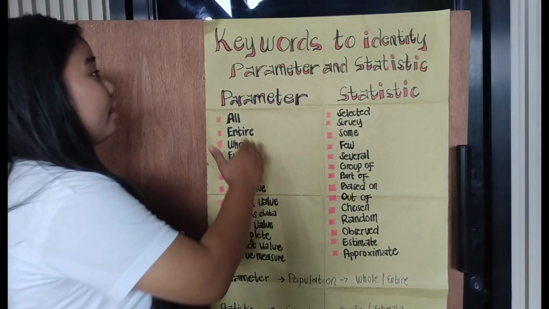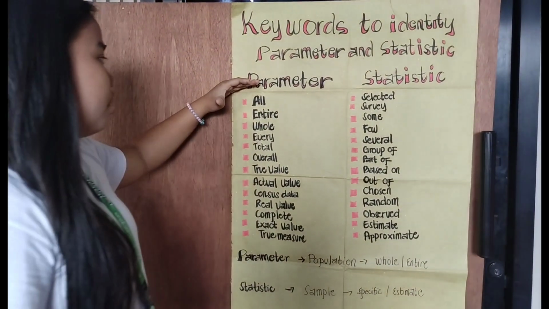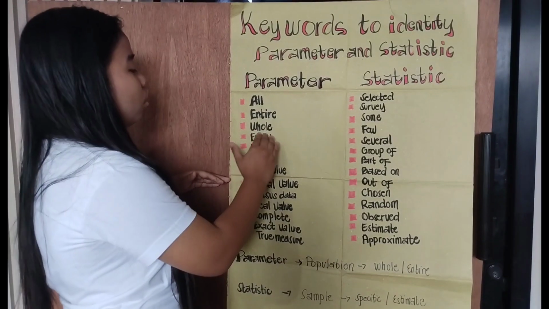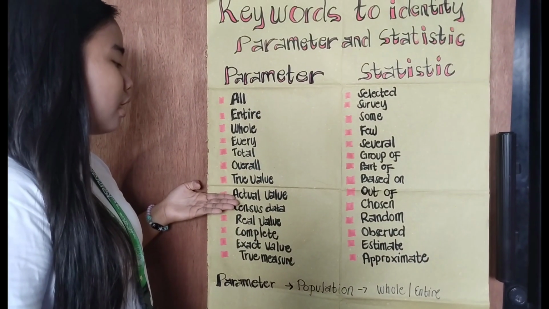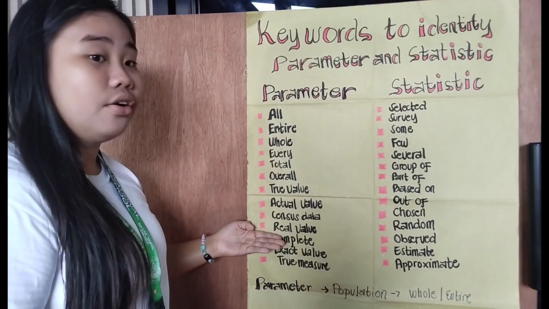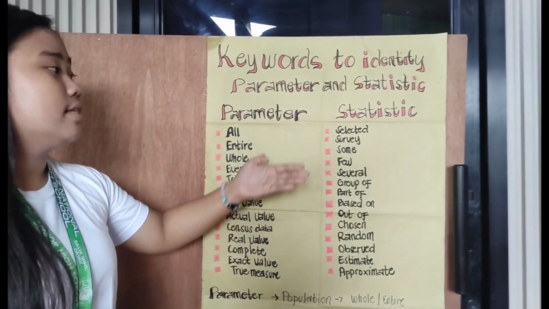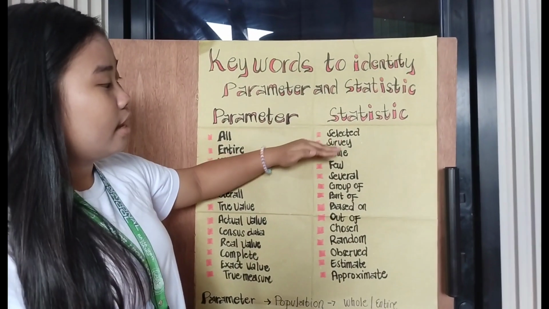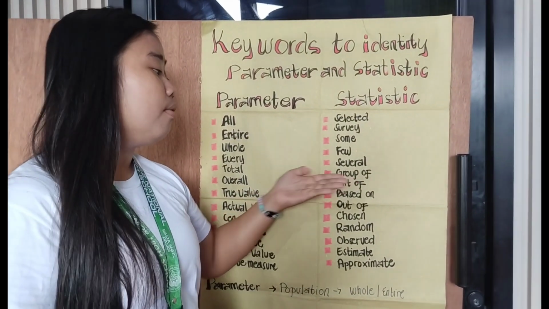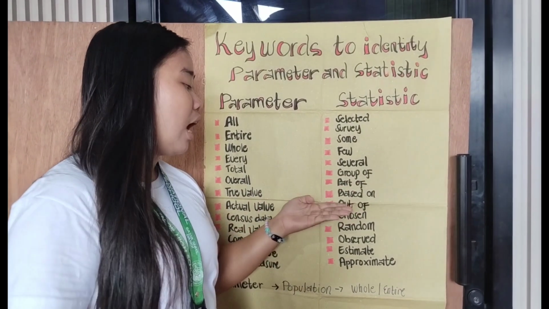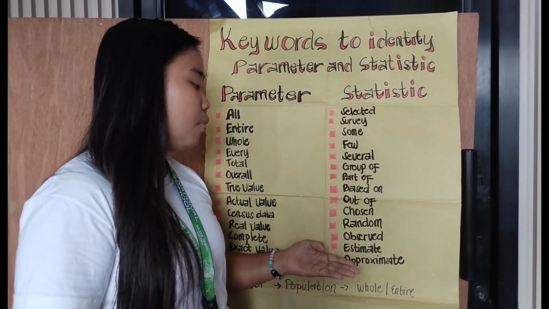Here are the keywords to identify if your statement is a parameter or a statistic. For parameter: all, entire, whole, every, total, overall, true value, actual value, census data, real value, complete, exact value, true measure. And for statistic: selected, survey, some, few, several, group of, part of, based on, out of, chosen, random, observe, estimate, and approximate.